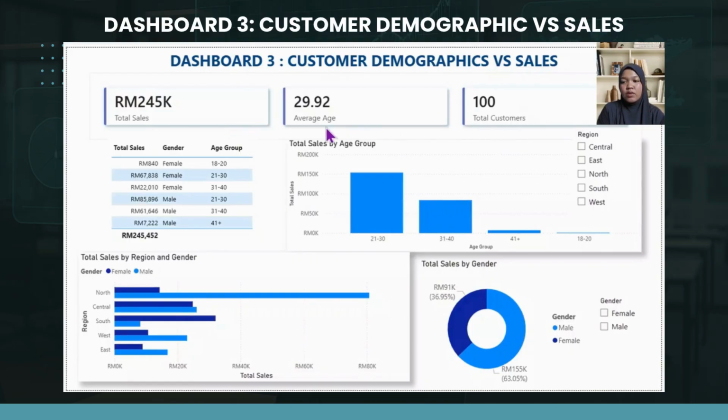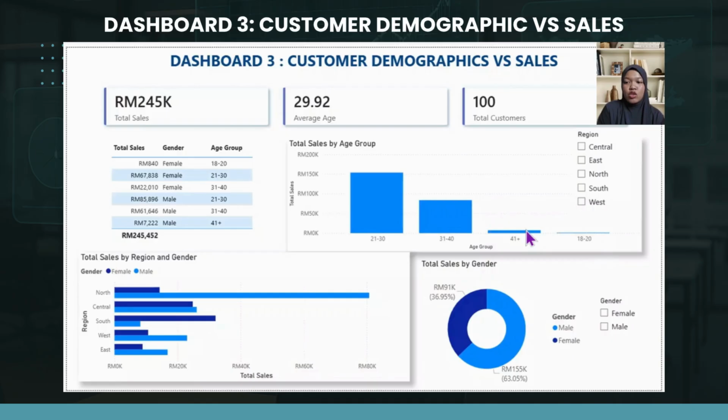The first visualization that we can see on the dashboard is the total sales by age group. Based on the chart, customers aged 21 to 30 years old contributed the highest sales revenue compared to other age groups. This indicates that young adults are the primary customer segment for this retail business. Meanwhile, customers aged 18 to 20 and those above 41 years old contributed significantly lower sales revenue.